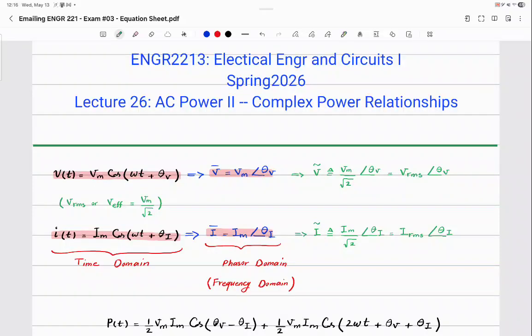So what is the only difference between V tilde and V bar? Yeah, one of them is using the amplitude of the sinusoidal function. The other one is using the RMS value of the sinusoidal function. The phases are the same, okay? What do we call these? These are still phasors, but we call them RMS phasors. Okay?